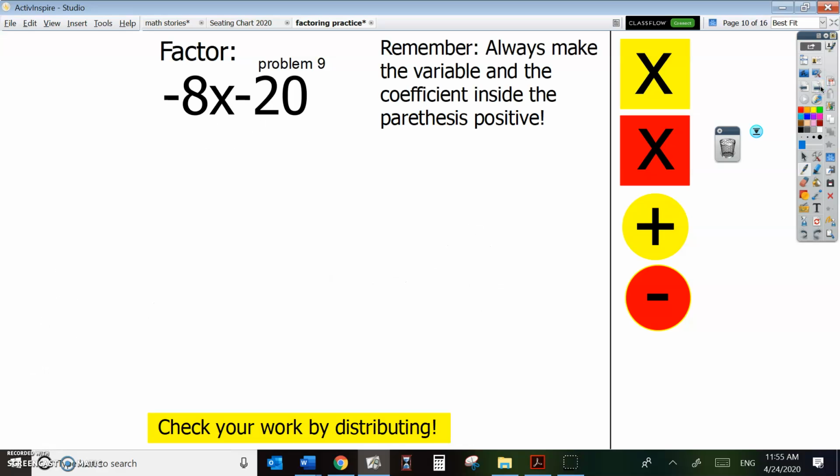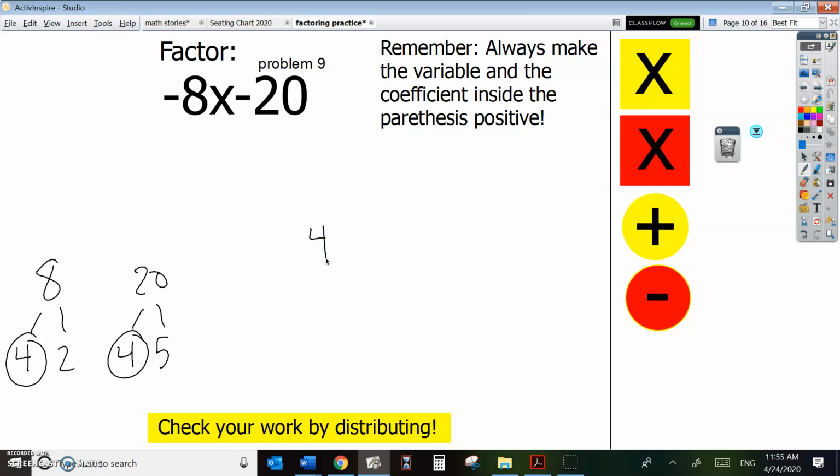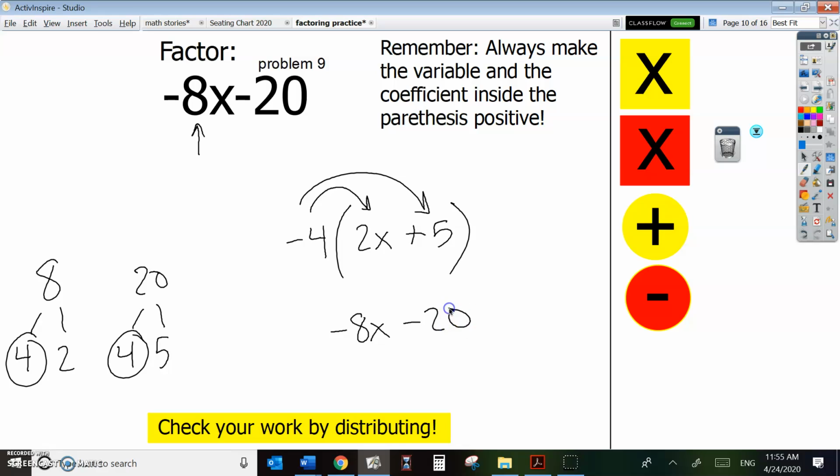8 and 20. I know they're both even, but I also know that 4 is a factor. 4 is a common factor, and it's the greatest common factor, so I'm going to factor out a 4. This coefficient is negative, so factor out negative 4. Now check by distributing to see if you have the work correct. Negative 4 times 2x is negative 8x. Negative 4 times positive 5 is minus 20. Okay, so our work here is correct.